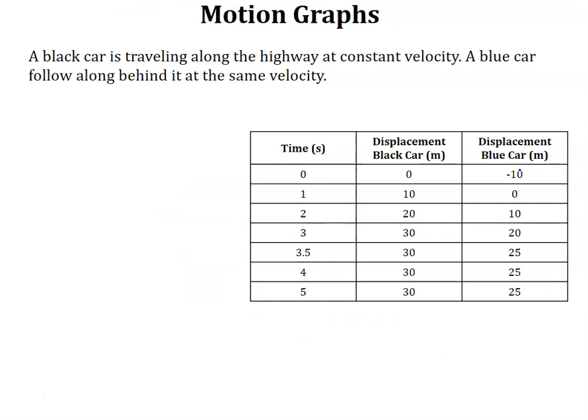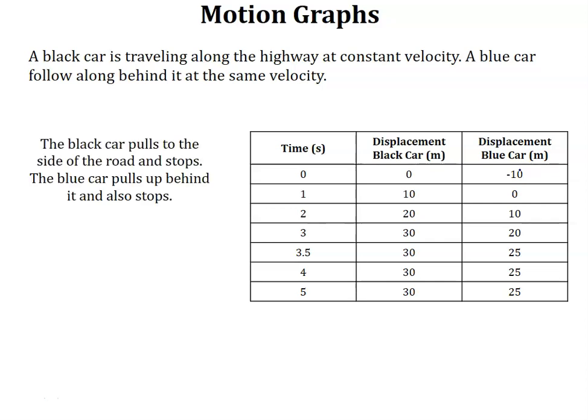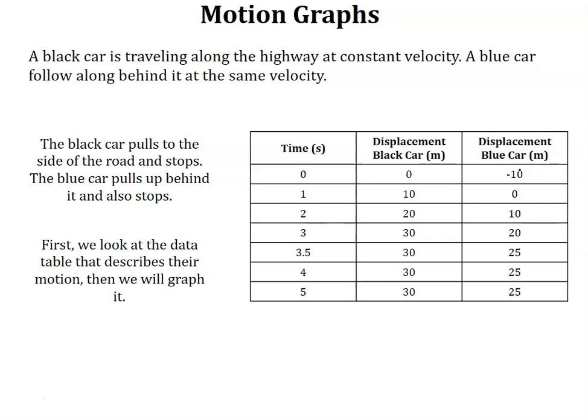All right, here's another situation. A black car is traveling along the highway at constant velocity. A blue car follows along behind it at the same velocity. And here's our data. The black car then pulls to the side of the road and stops. The blue car pulls up behind it and also stops. First, we're going to look at the data table that describes their motion, then we're going to graph it.